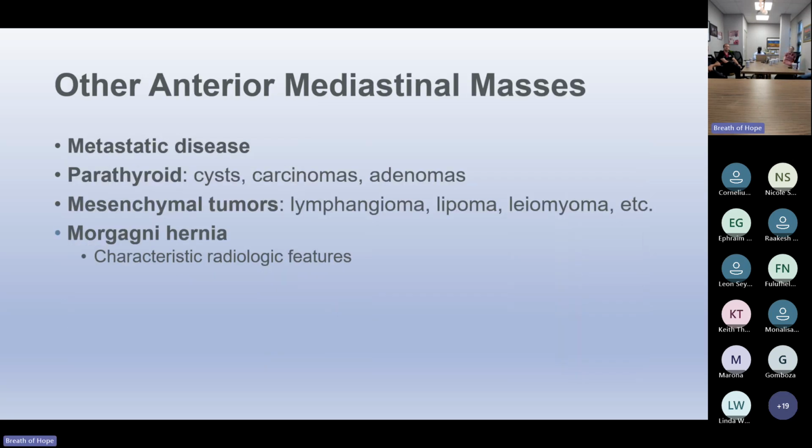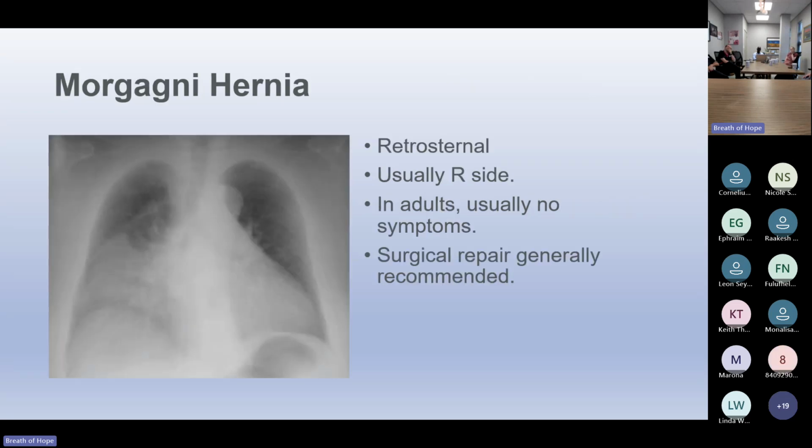Other mediastinal masses will be metastatic disease, and also parathyroid cysts, carcinomas or adenomas. And then, of course, mesenchymal tumors such as lymphangiomas, lipomas, leiomyoma that you find in the lung, and of course, the hernia, with sarcoid-like radiological features.